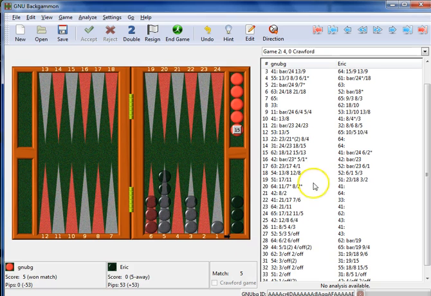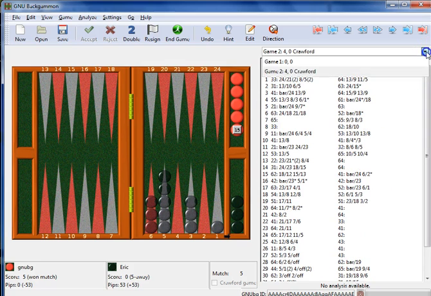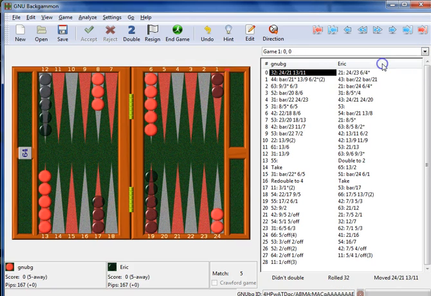So I've lost 5-0, and at the end of the match, you should see the whole log over here on the right. It's separated by game by this drop-down menu. So that was game 2, and game 1 is here.